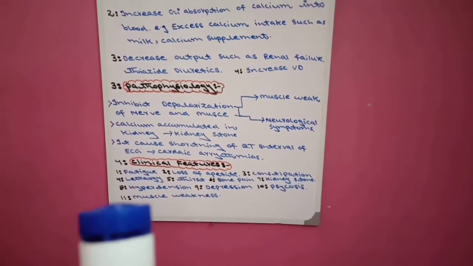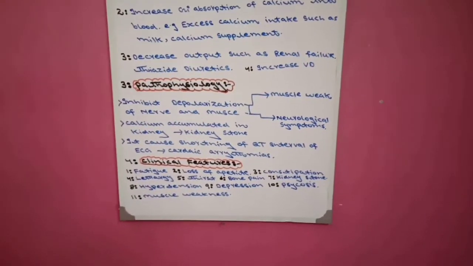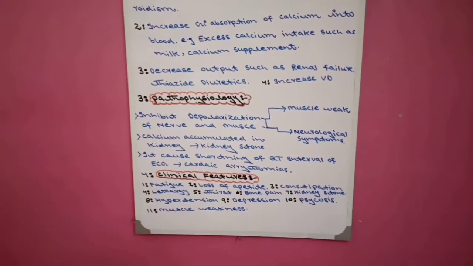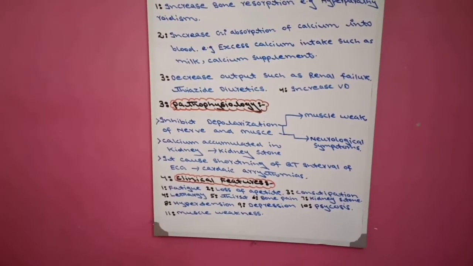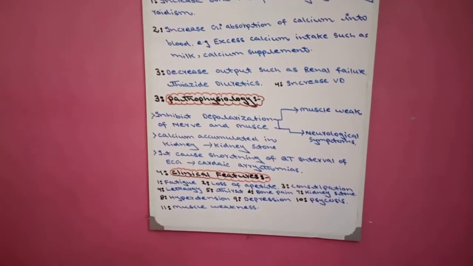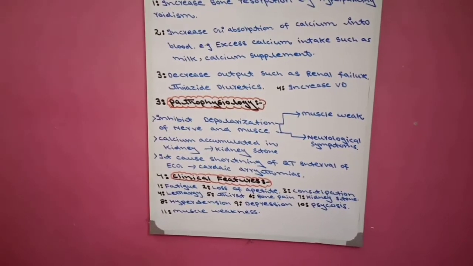And number 8 is hypertension. Why hypertension? Because in our blood vessel there is calcium channel, and in hypercalcemia, when calcium moves inward into the vessel, it causes the contraction of vessel, and the result there will be hypertension.